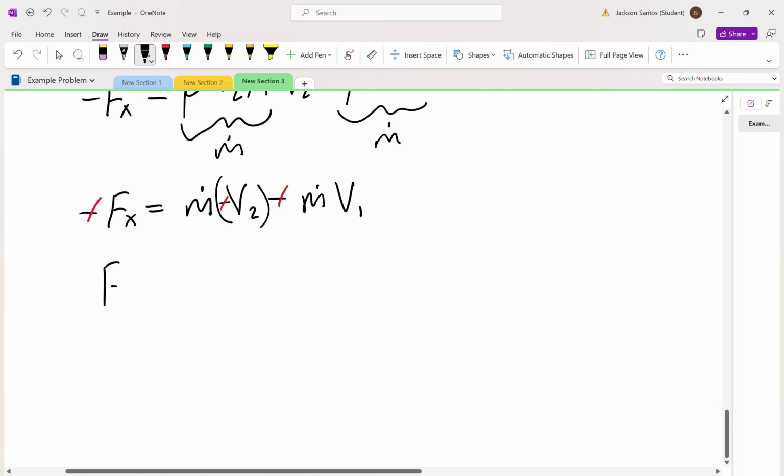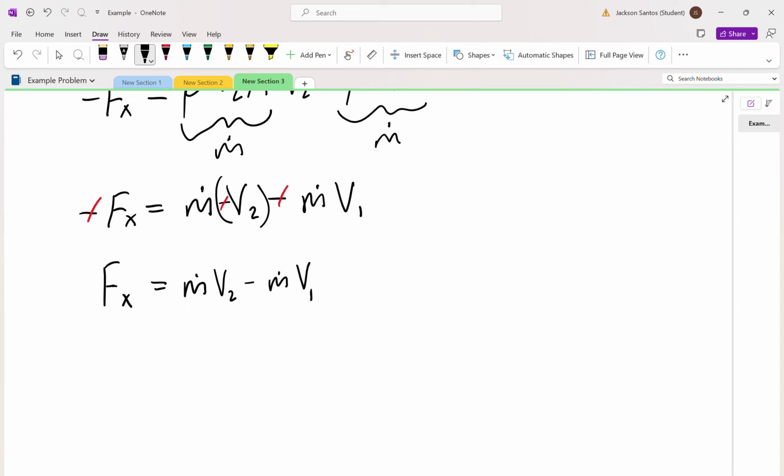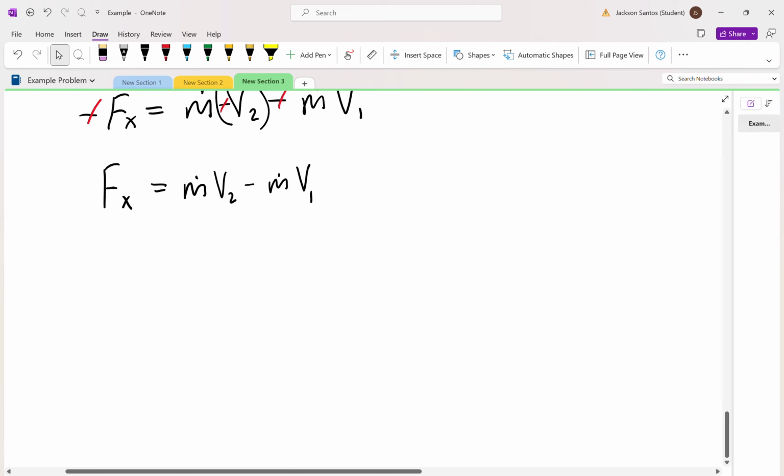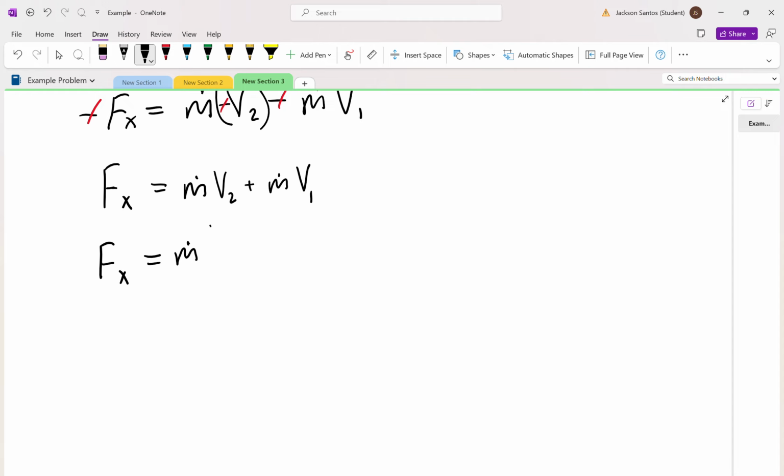So now we can solve for our f of x. That's just going to equal the mass flow rate times v2 minus the mass flow rate times v1. So to simplify this now, I'm just going to get f of x equals the mass flow rate. Oops, this should be a plus, excuse me, times v2 plus v1. Now, you remember we solved for v2 in terms of v1 earlier, so we're going to go ahead and plug in all the terms that we know.